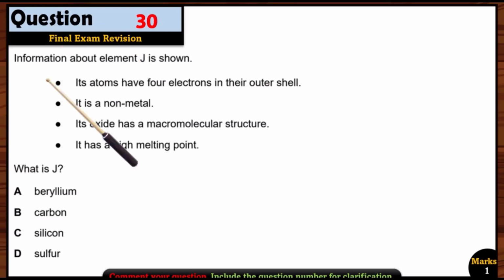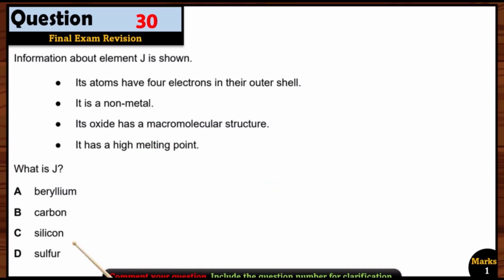Okay, let's see question 30. Information about element J is shown. Its atoms have 4 electrons in their outer shell. It is a non-metal. Its oxide has a macromolecular structure and it has a high melting point. So first of all, if you see it has 4 electrons in its outer shell, it means it belongs to group 4. So let's see which one belongs to group 4. Carbon and silicon, both of them belong to group 4. Okay, so B and C option can be right. A and D we have to exclude because they don't belong to group 4.